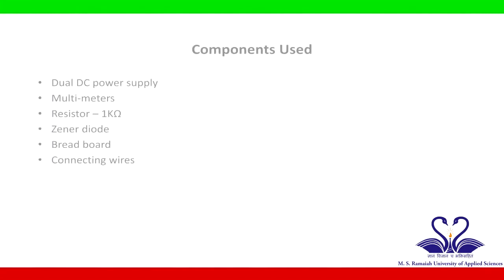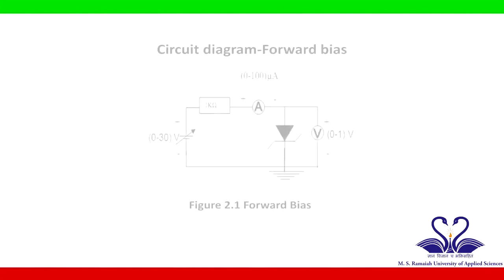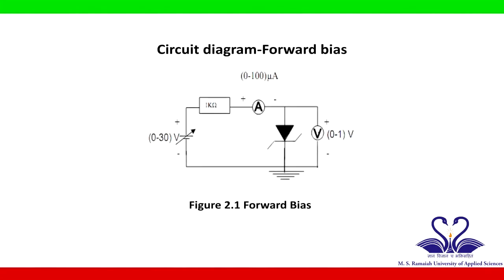To conduct this experiment, we need a dual DC power supply, multimeters, a resistor of 1 kilo ohm, diode models either 1N4007 or BY127, a breadboard and connecting wires. Construct the given circuit diagram for forward bias on the breadboard.